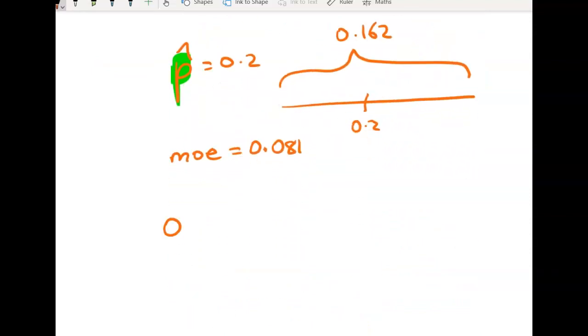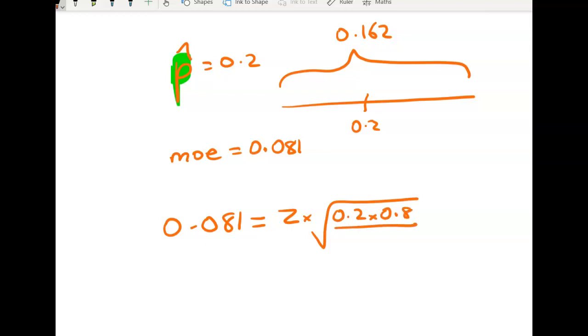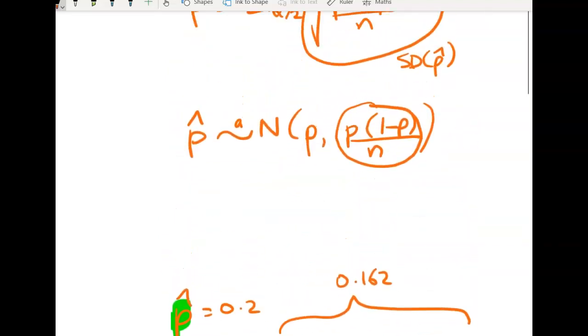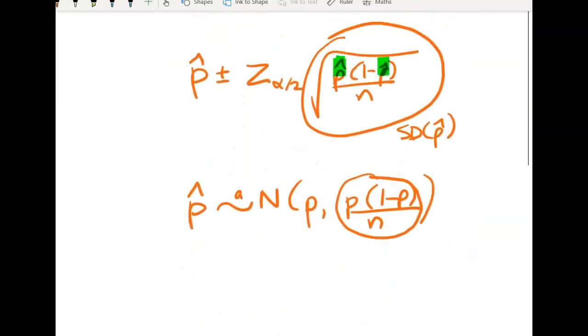We know that 0.081 has to equal the z value times the standard deviation of P hat, which is going to be the square root of 0.2 times 1 minus 0.2, which is 0.8, divided by n, which is 75. So let's just go over again where that comes from. Well, it comes from in here. This is my variance, P times 1 minus P divided by n, and so my standard deviation is the square root of that.